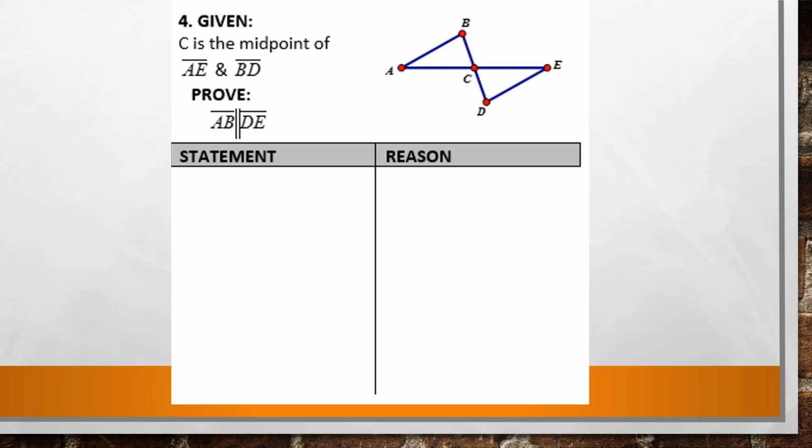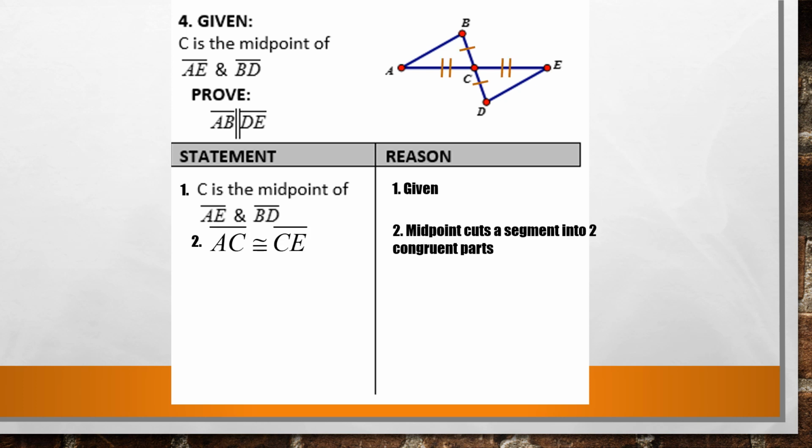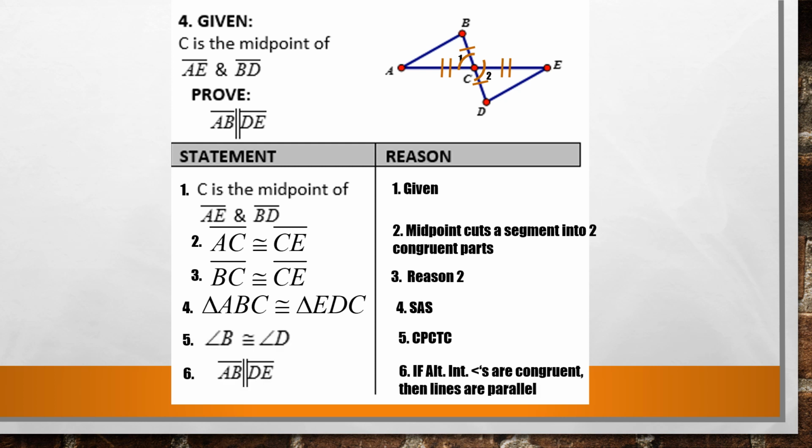All right, number 4, C is the midpoint of AE and BD, so that's a twofer. So I have my midpoint there, I label, and then I write. So AC is congruent to CE, a midpoint cuts a segment into two congruent parts. And then just so you know, if you're ever going to reuse a given like we will in this case, or excuse me, a reason, you can just say reason. My animations were off. So in step 3 here, you can just say reason 2. Or you can rewrite midpoint cuts a segment into two congruent parts. So then on number 4, I'm saying the triangles are congruent because of SAS.